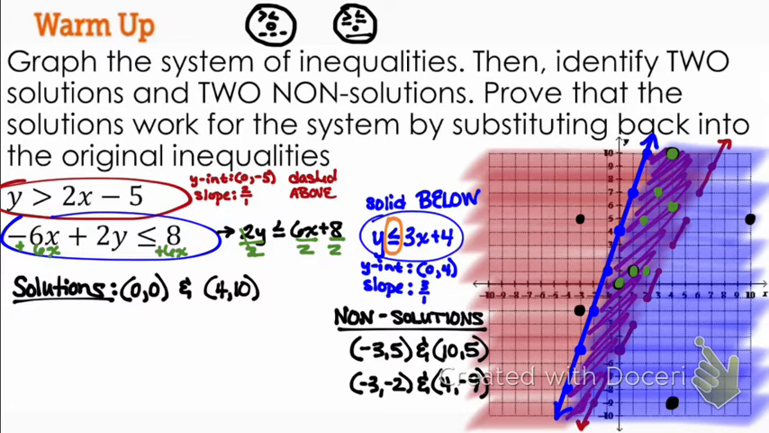The solutions, it said we needed to test. It said we are going to prove that these are solutions by substituting back into the original inequalities. So we're going to do that. Let's test 0, 0 first. My first inequality was y is greater than 2x minus 5. I'm going to put 0 in for the x and in for the y.